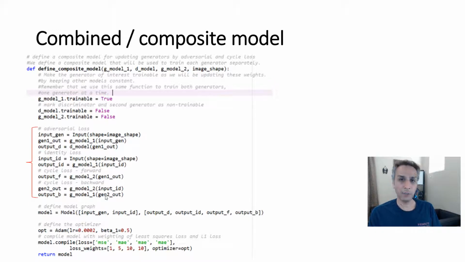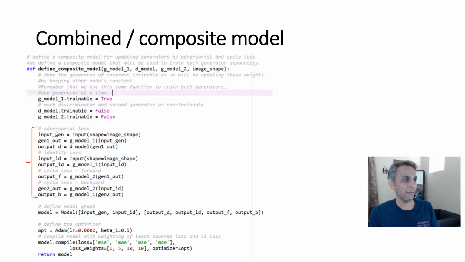The same function, I'm going to call this again while I'm training the photo generator. In that case, this is my photo generator, the generator that generates the photos, and this will be trainable, and the one that generates the Monet paintings will be non-trainable. Okay, so just think about this.